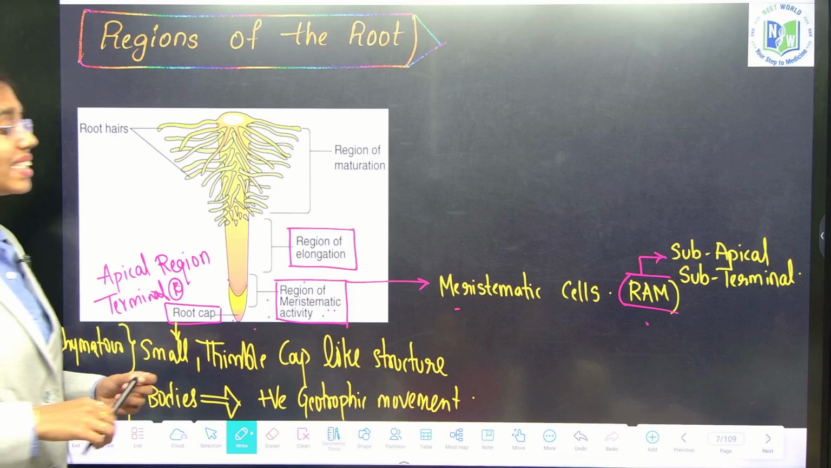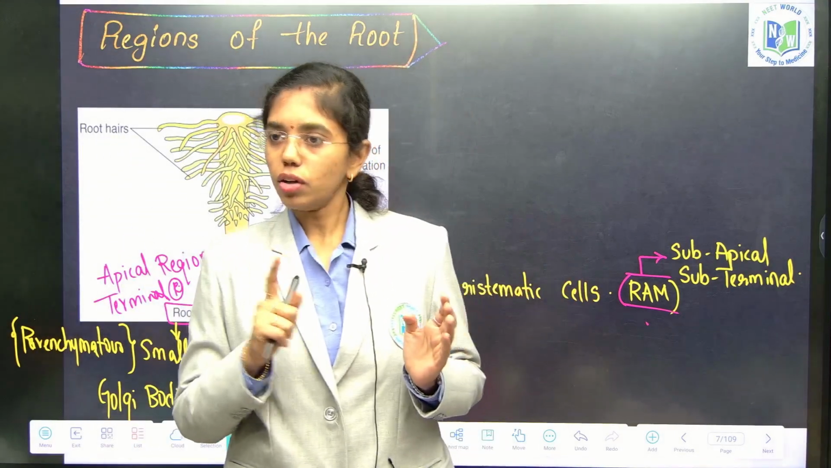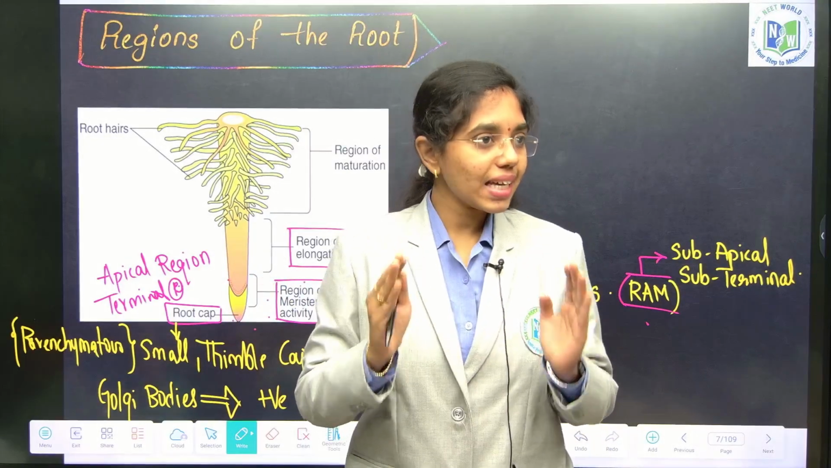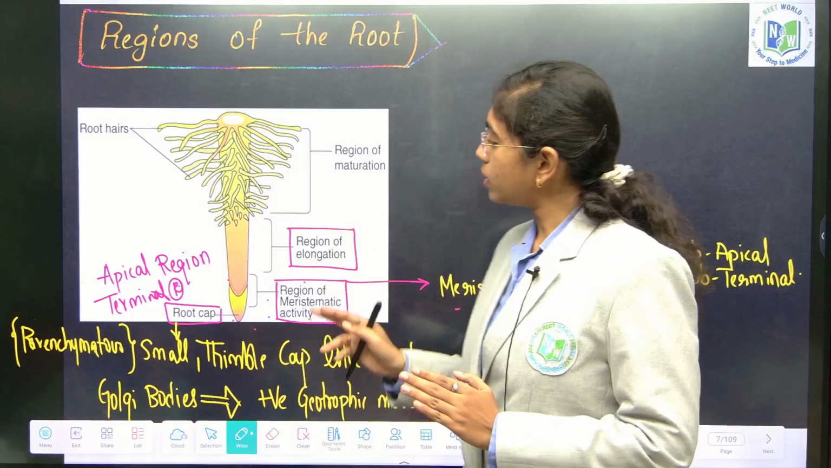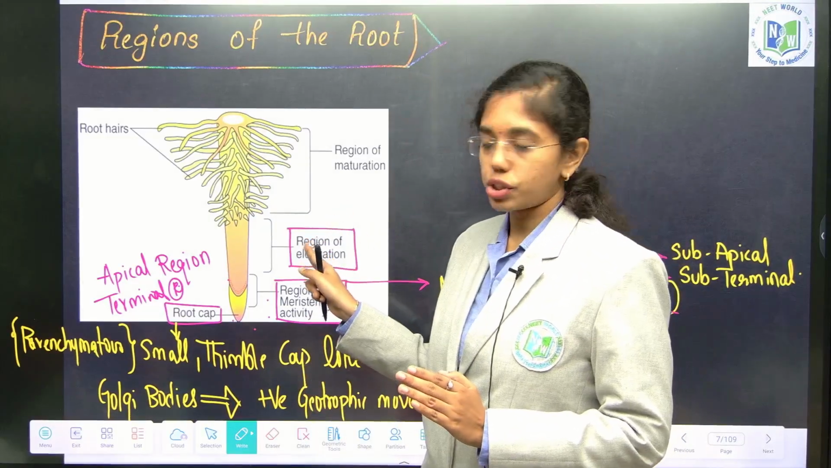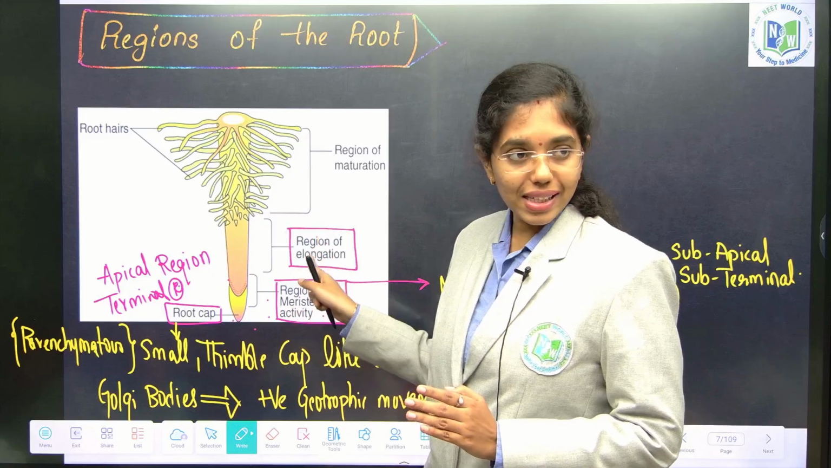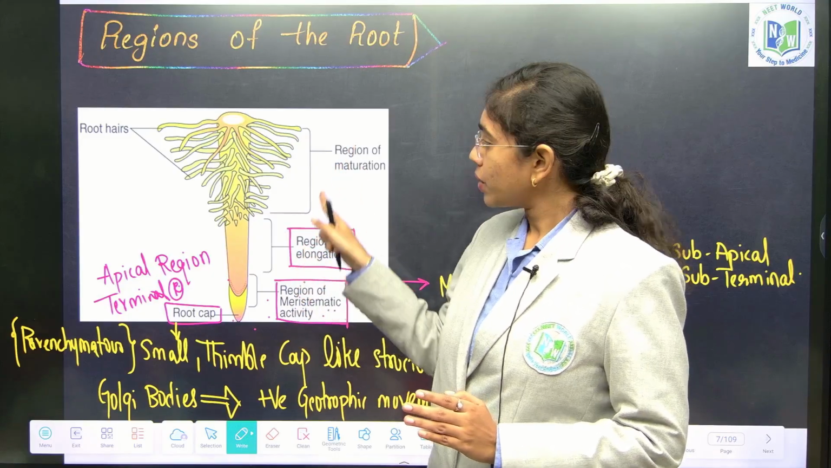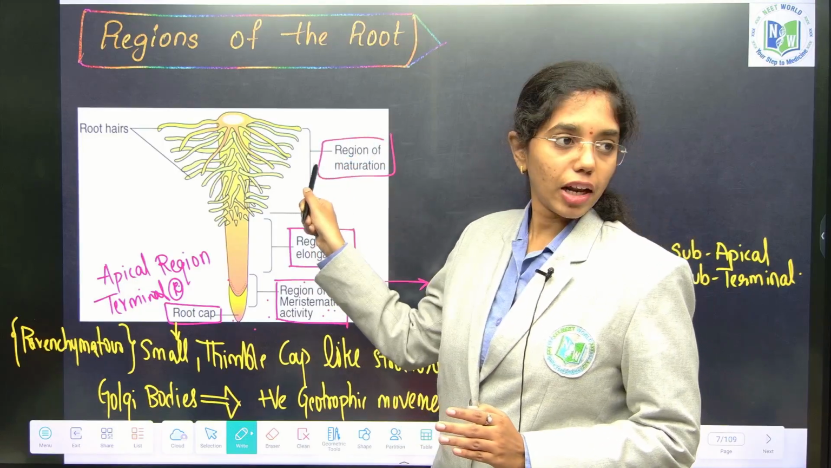Here what happens? Increase in vacuolation. Plant growth and development we have learnt, no? The same cells will be there. With increase in vacuolation, cell size increases, and cell wall depositions are observed. That you will see in the region of elongation. Where is the region of elongation present? Proximal to meristematic activity, distal to the region of maturation. And the region of maturation is proximal to the region of elongation.